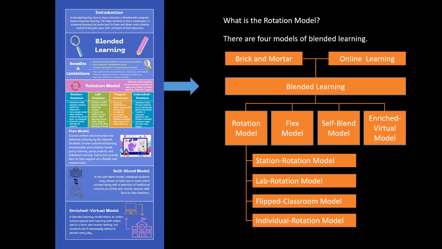The first blended learning concept is called the rotation model. There are 4 subcategories of this model: station rotation, lab rotation, flipped classroom, and individual rotation. Please take a moment to look at the diagram.